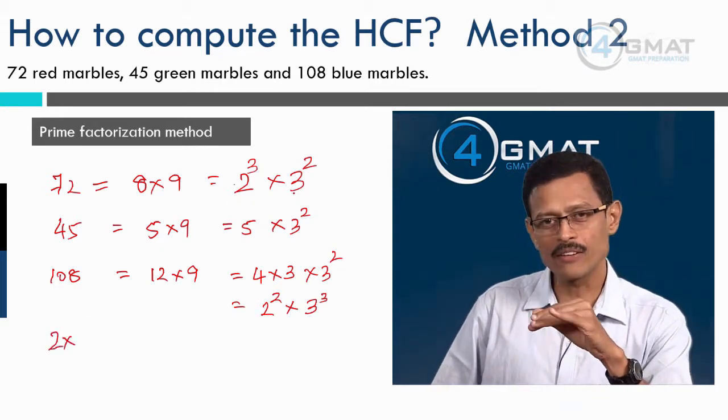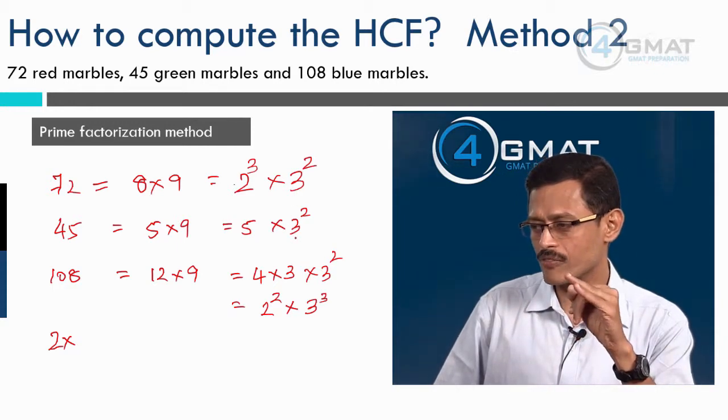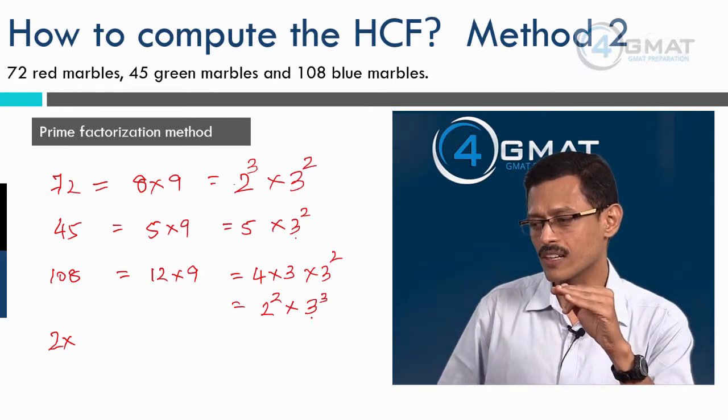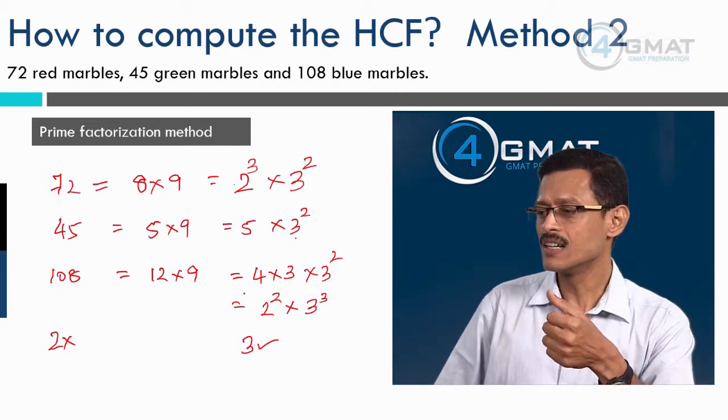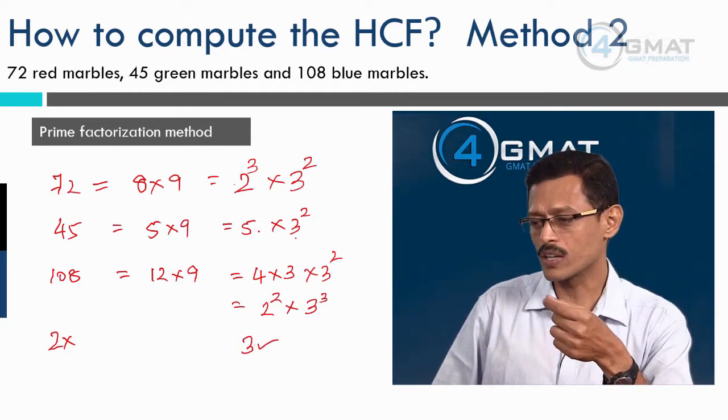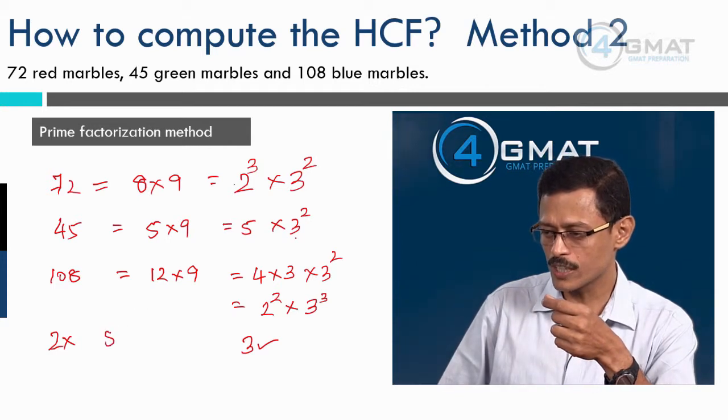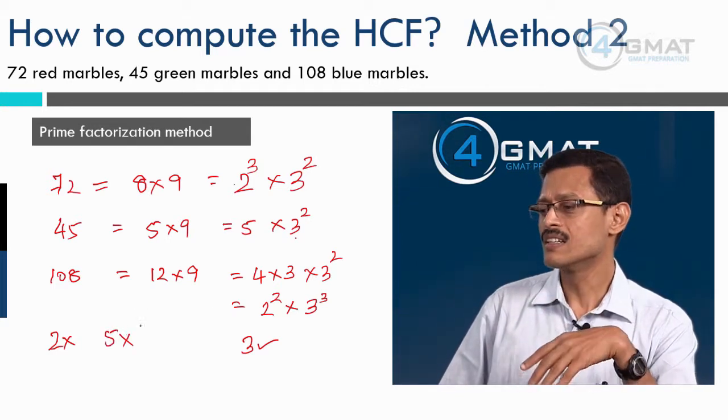Right? 3 is a prime factor of 72. 3 is a prime factor of 45. 3 is a prime factor of 108. So 3 will feature in our HCF. 5 is a prime factor of only one of these numbers. So 5 is not going to be a part of our HCF.